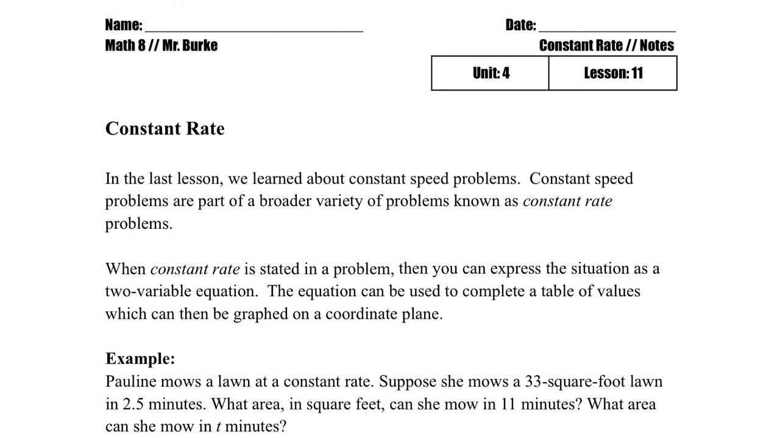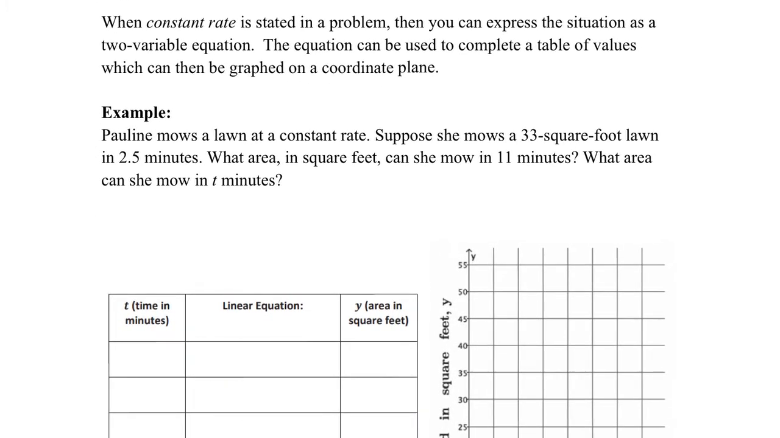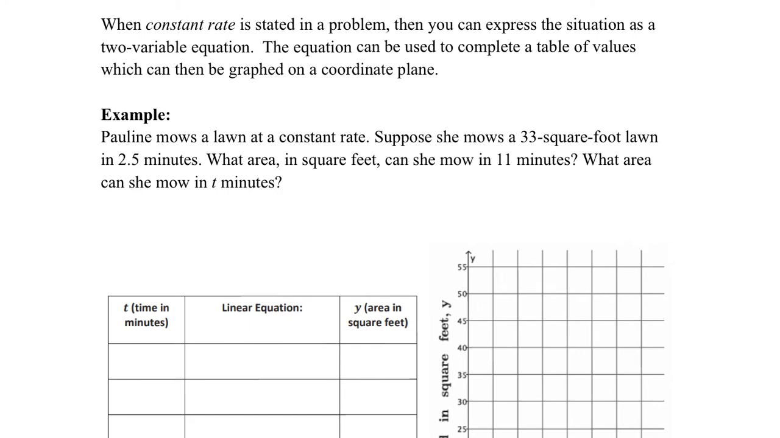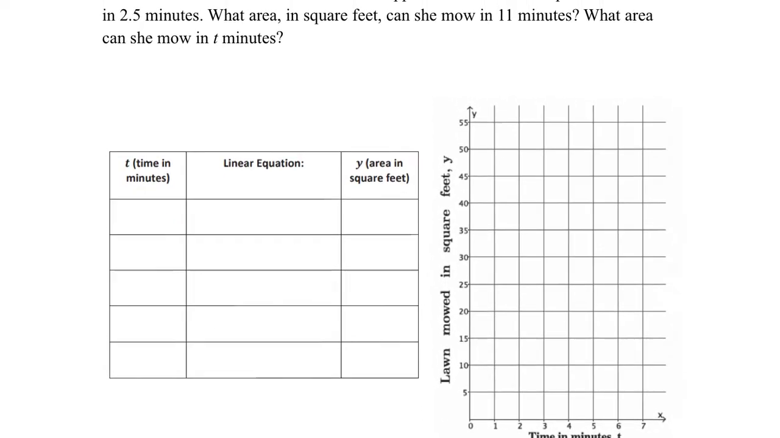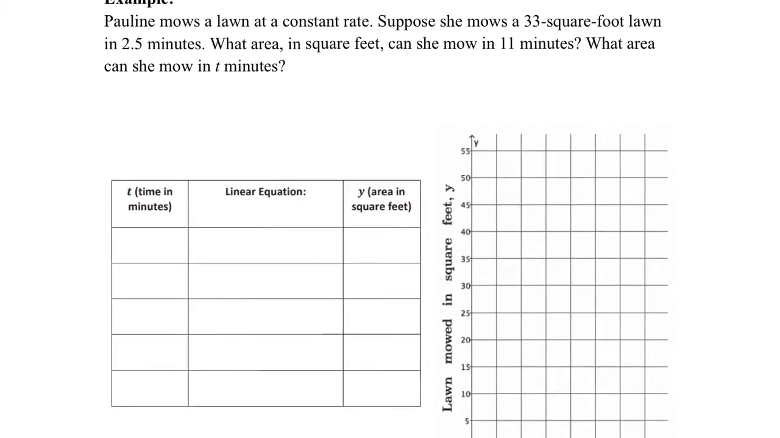All right, so in the last lesson, we learned about constant speed problems. Constant speed problems are actually part of a bigger group of problems known as constant rate problems. So speed is just one example of constant rate. If you ever have a constant rate in a question, then that means that you can represent that situation with a two-variable equation. And then you can use a table just like we did with the speed problems. You can put that information into a table and then you can graph it. And that's what we're going to do.